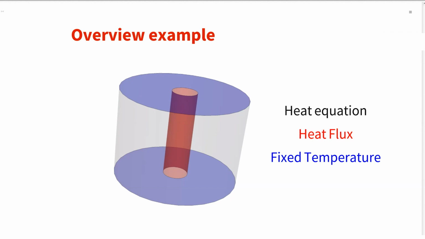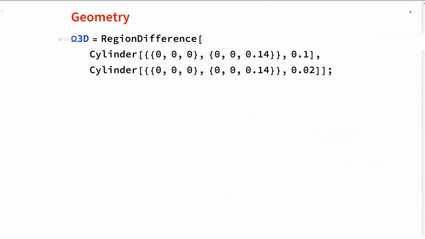And then the top and the bottom, we have a fixed temperature. So how do we do this modeling? We start by generating the geometry. In this case, it's a region difference. So we have the outer cylinder and subtract the inner cylinder. That's the geometry of the object.